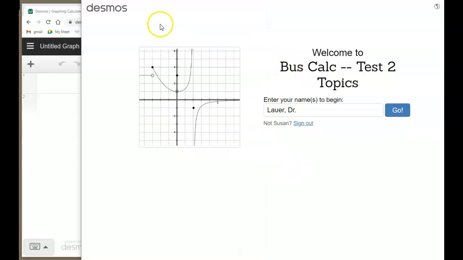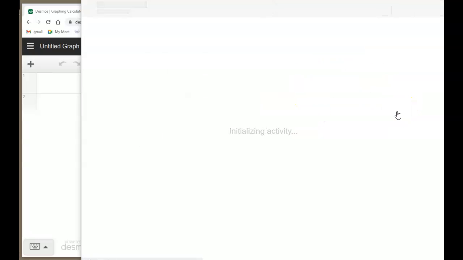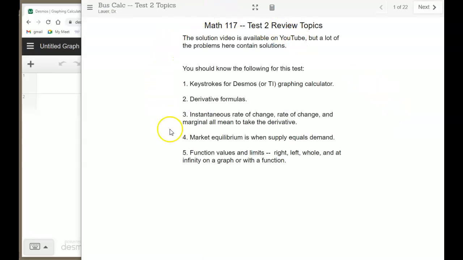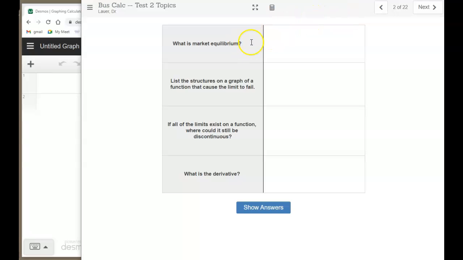When you go to the review, you want to type your last name, comma, and your first name. Hit go, and then you're going to get into the review. The first page tells you what you should know for the test. The second page has some problems already.